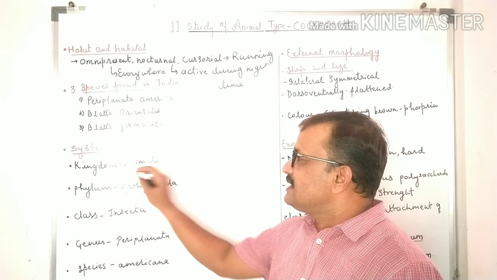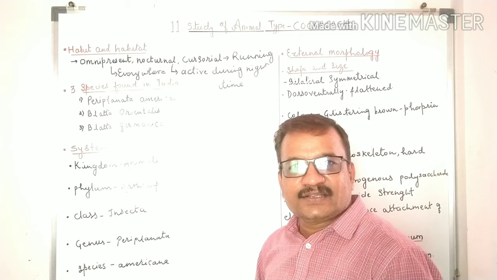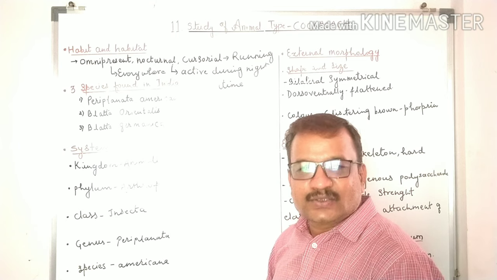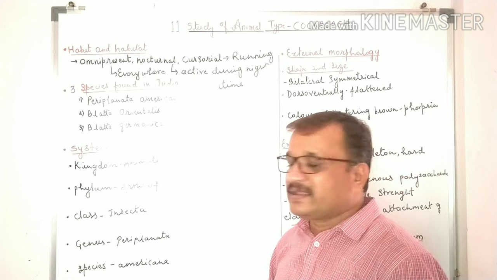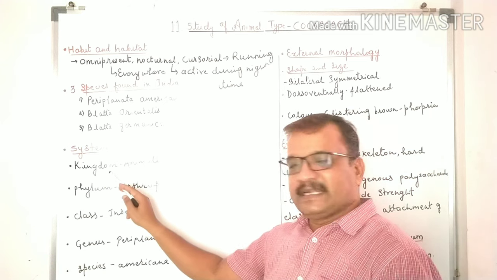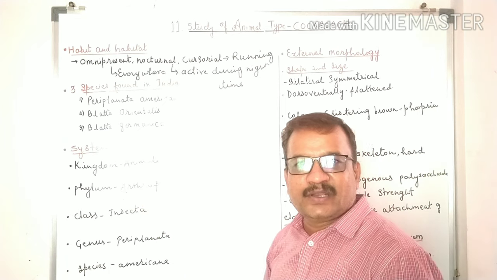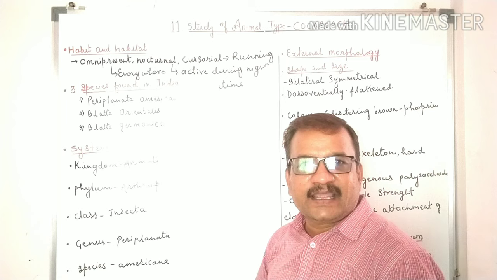So next point is what? Systematic classification. Classification of what? The classification of cockroach. So if we classify cockroach, first point is what? Kingdom. Kingdom Animalia.